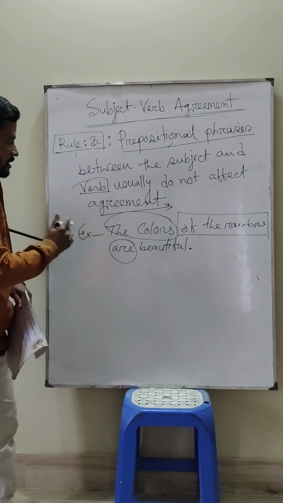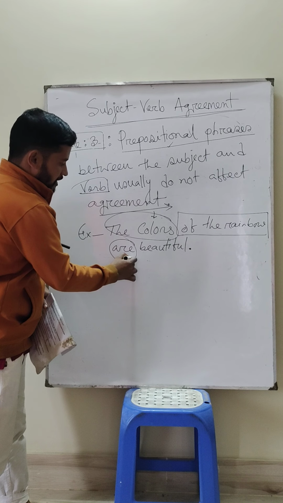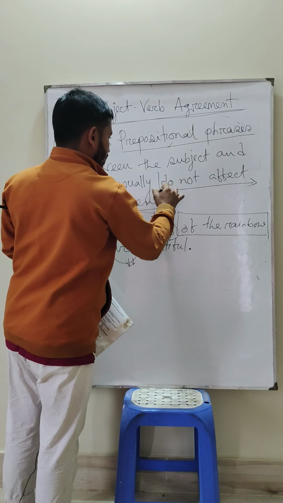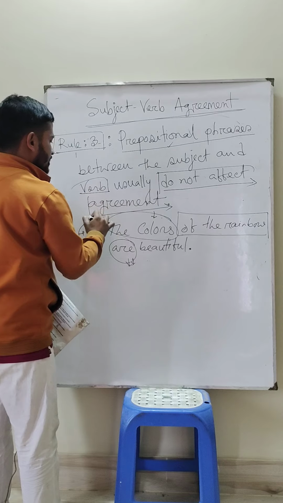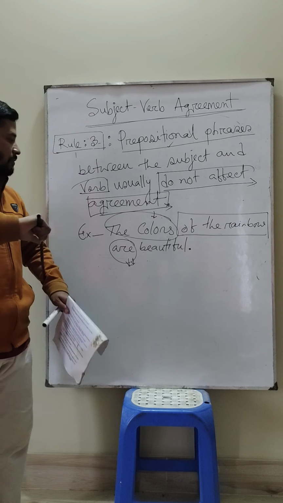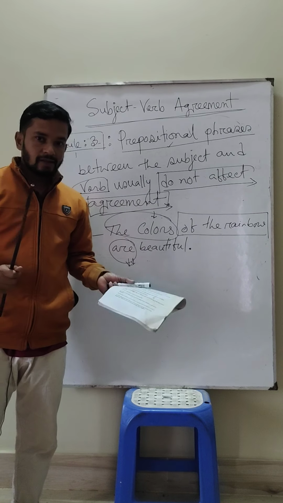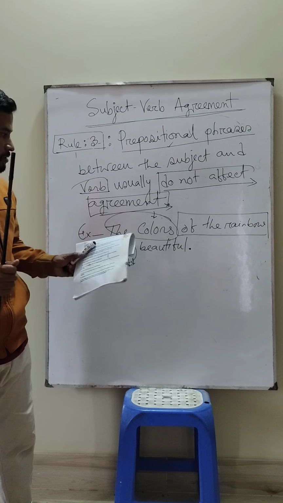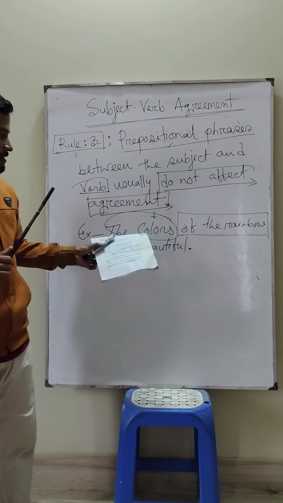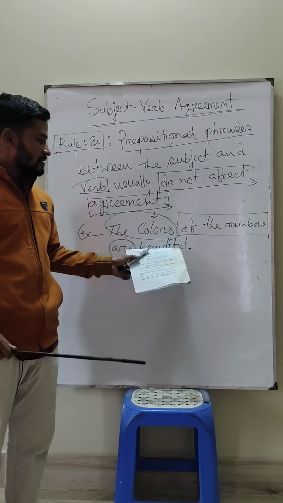That is, you can see the colors here is plural, so I put here a plural verb, and you get the answer: do not affect the agreement. If I say it easily for you, the sentence is: the colors of the rainbow are beautiful.